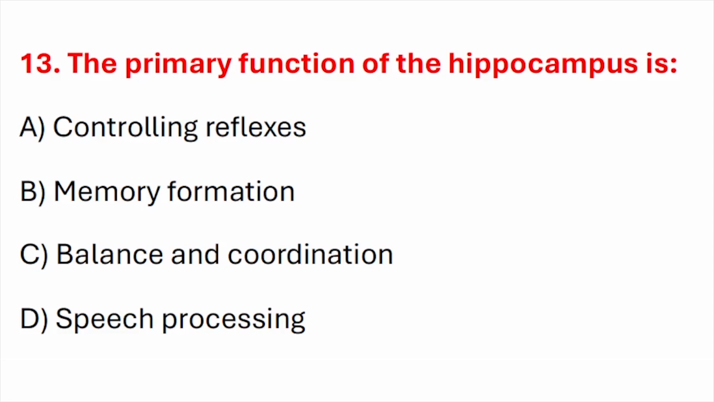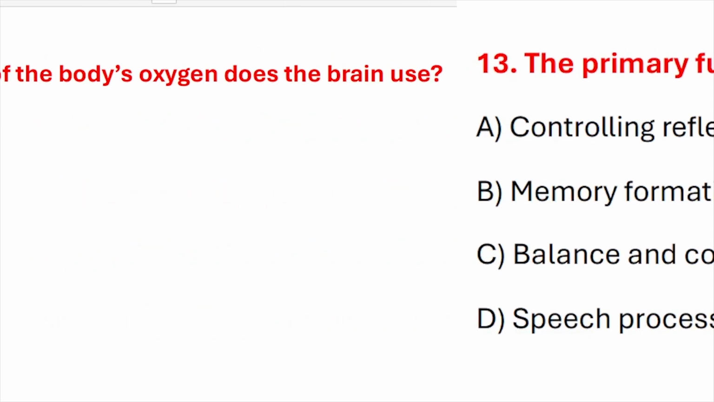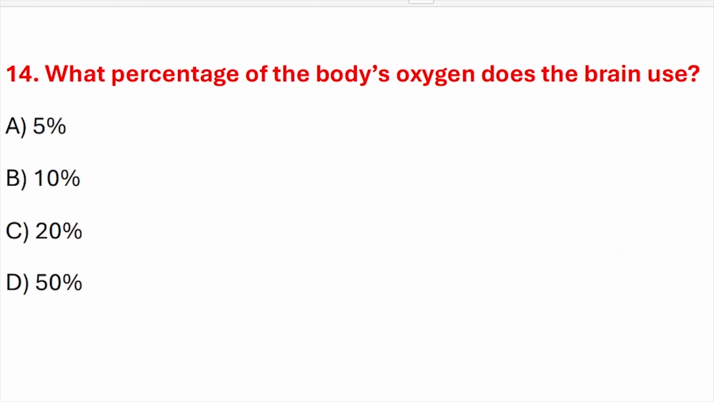Question number 13. The primary function of the hippocampus is? Correct answer is option B, memory formation. Question number 14. What percentage of the body's oxygen does the brain use? Correct answer is option C, 20%.